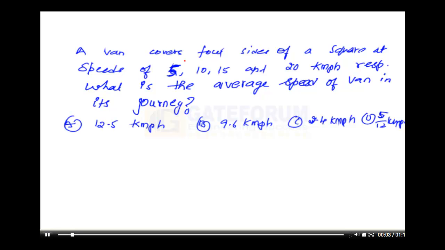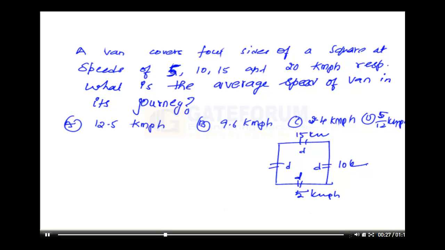5 kilometers per hour, 10, 15 and 20 kilometers per hour respectively. What is the average speed of the van in its journey? So if we consider a square, what it means is the distance covered by the van in 4 intervals is same. Let us consider the distance as d. In the first interval he has traveled at a speed of 5 kilometers per hour, whereas in the second 10, in the third 15 kilometers per hour, and in the fourth 20 kilometers per hour. Now he is asking the average speed of the entire journey.